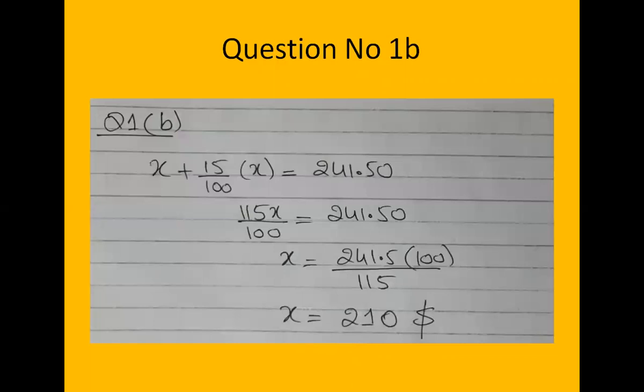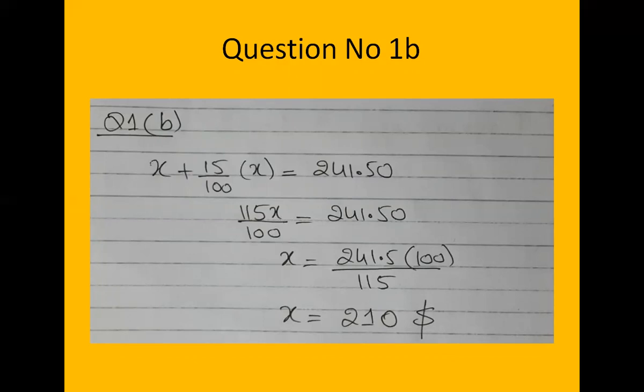Question number 1, part B. Suppose that the cost without the tax is X, and obviously they have taken 15% tax from you. So X plus 15 by 100 times X is equal to 241.50. On your calculator, write 1 plus 15 divided by 100, and when you convert this into fractions, it will be 115X divided by 100 equals 241.50. When you make X alone, the 100 will go to the other side and multiply, and 115 will divide, so you will have X equals $210.